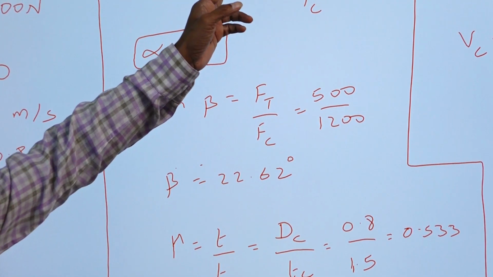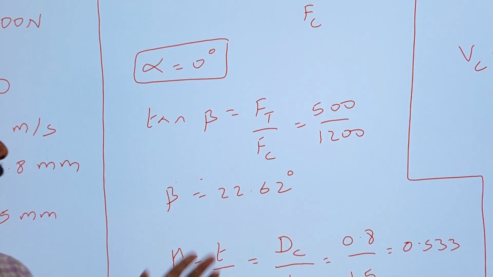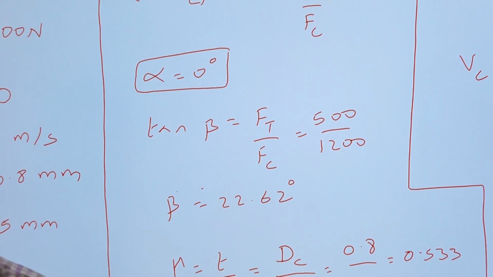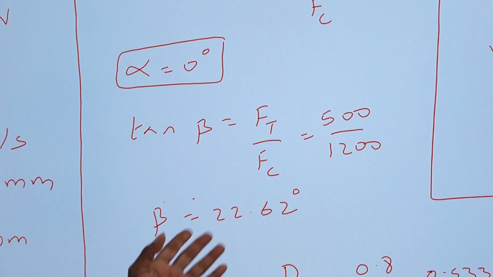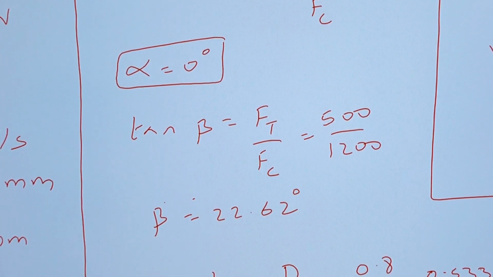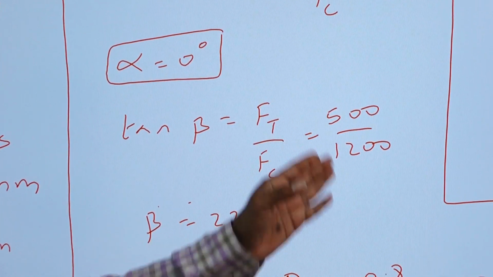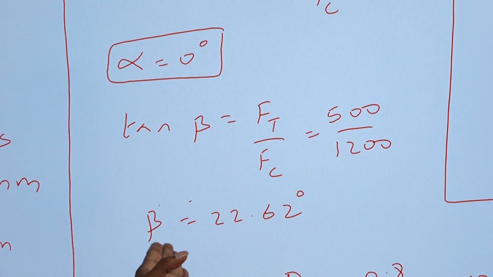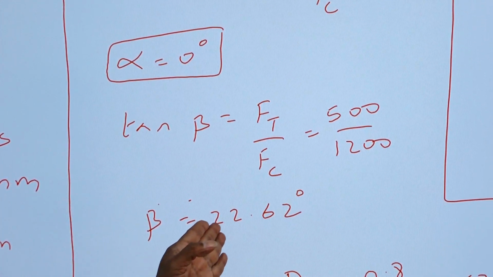You should remember one thing, the thrust force is less than the cutting force. The force used for cutting is the cutting force, so the thrust force is the irrelevant force. So, it should always be less. It is the younger brother, and the elder brother is the cutting force. When you get the ratio, you can find out the friction angle. Friction angle is nothing but beta. Beta equals 22.62 degree.